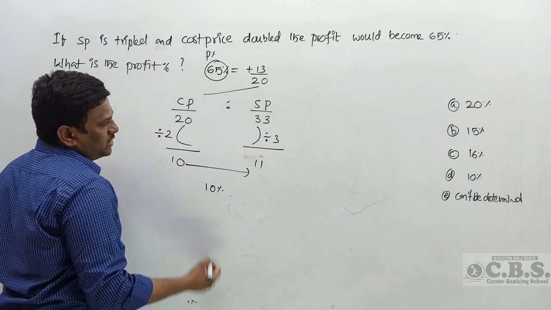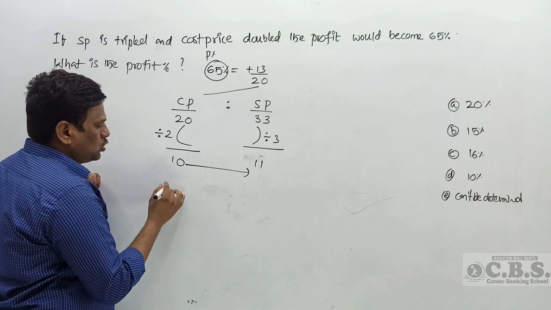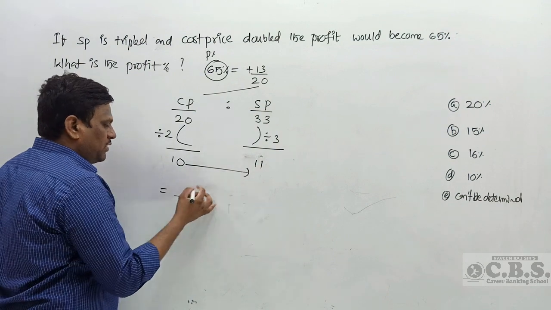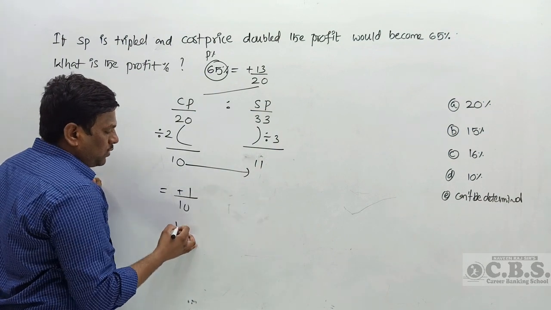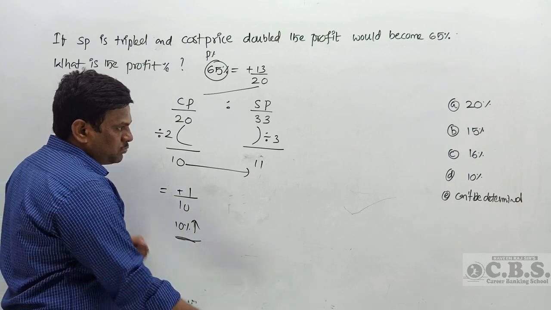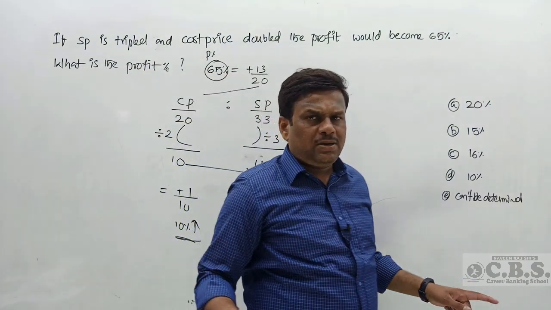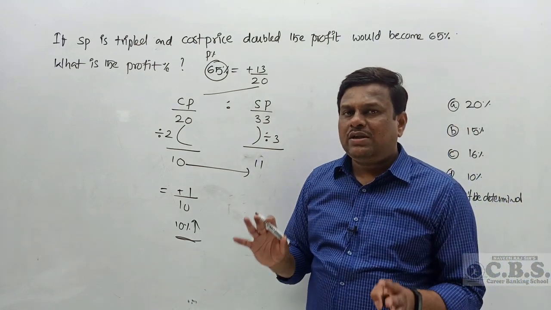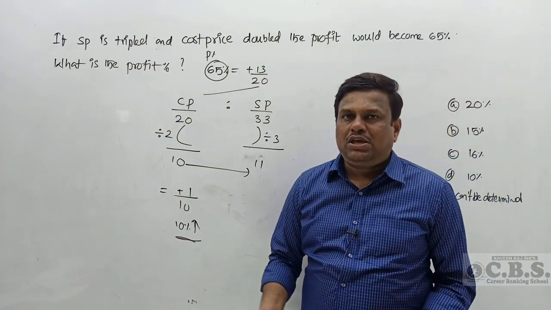Profit is how much percentage? 10%. Okay, get my point? So 10 rupees. Upon 10, sold at 11 rupees. What is the profit? 1 rupee. So 1 by 10 is how much percentage? 10% profit. Option D is the right answer. Simple method. So no worry about doing the time-taking procedure with X and Y.